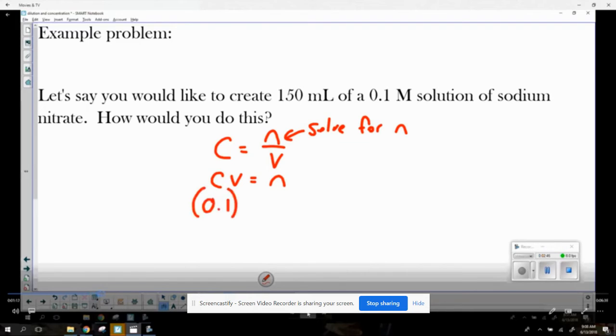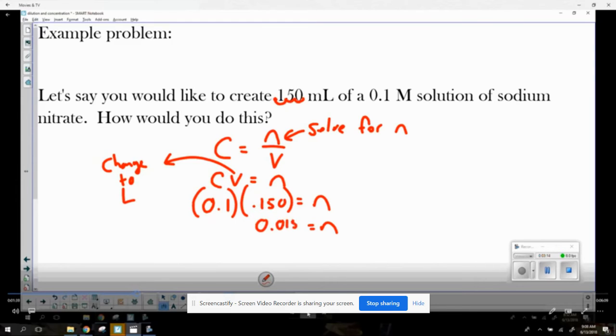For my values, I need to remember to convert my volume to liters. All I need to do here is remember there's 1,000 milliliters in a liter, so I just move the decimal to the left, representing the 3 zeros in 1,000. Solve this out, and I find the number of moles of sodium nitrate that are in the solution, or 0.015 moles. I can't put moles on the scale, so I need to convert moles to grams.